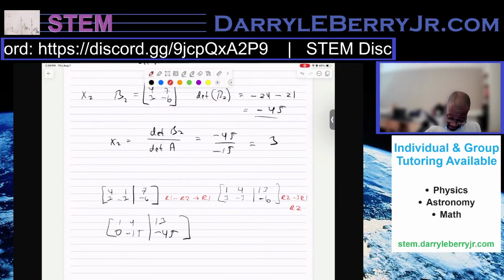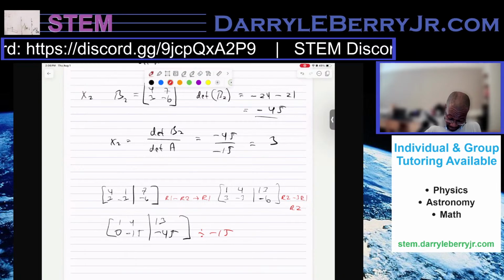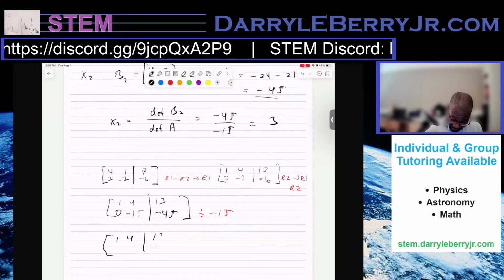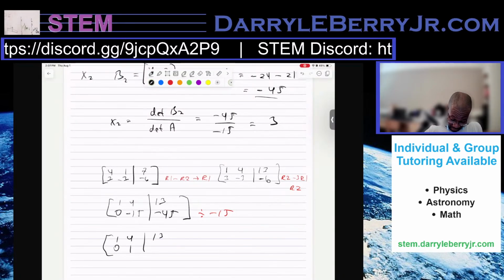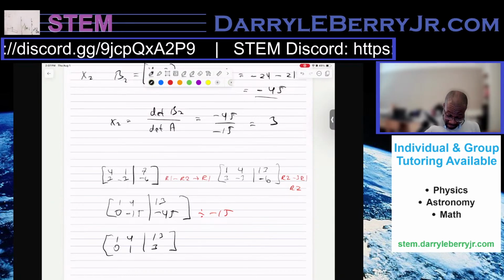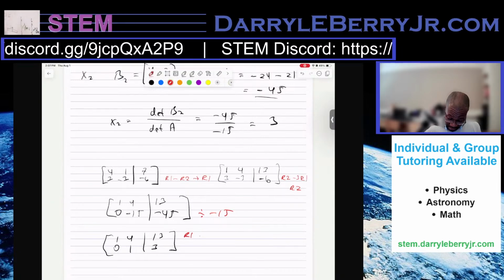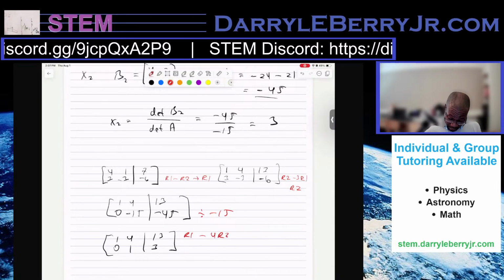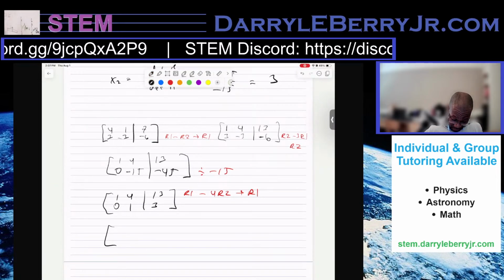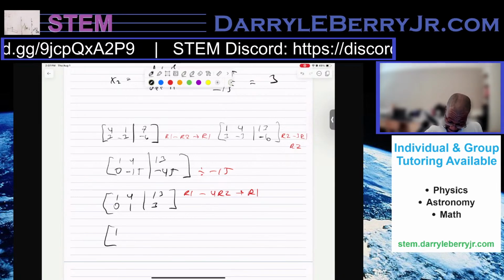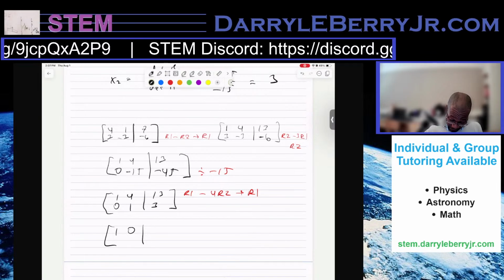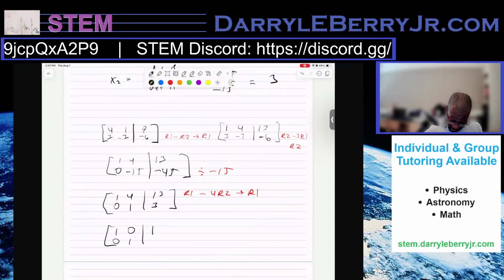So if I divide this row by -15, that's going to give me 1, 4, 13. That stays the same. This is going to give me 0, 1, 3. And then if I subtract row 1 minus 4 row 2, and let that be my row 1, that's going to be 1 minus 0 is 0. So 4 minus 4 is 0. And 13 minus 12 is 1. And then 0, 1, 3.